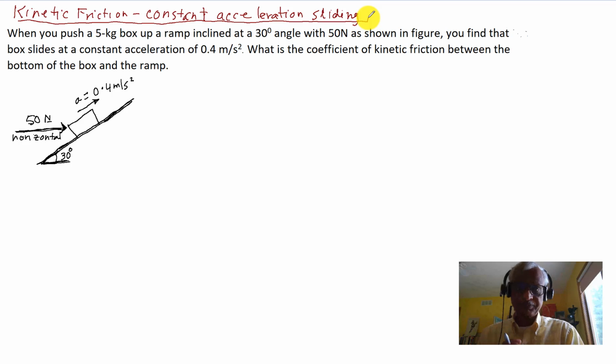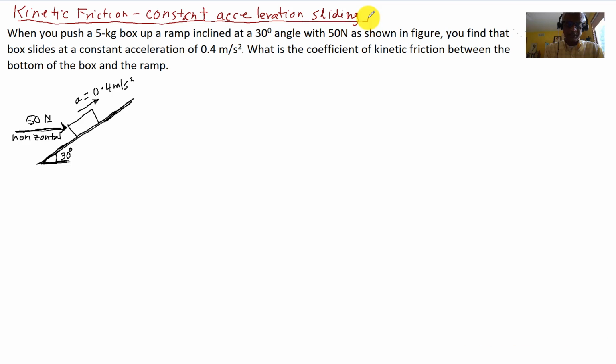Okay, so it's a pretty standard problem. It says that the box is sliding on this surface. It's not fixed to the ramp at any one place. It goes from place to place on the ramp. That's what I mean by sliding.